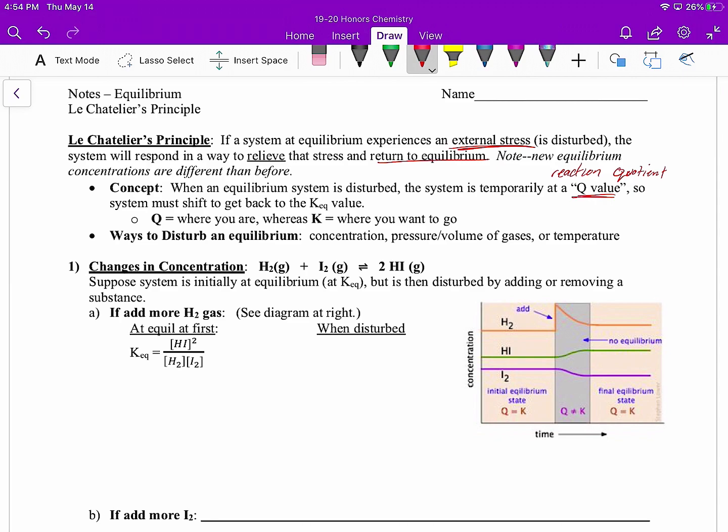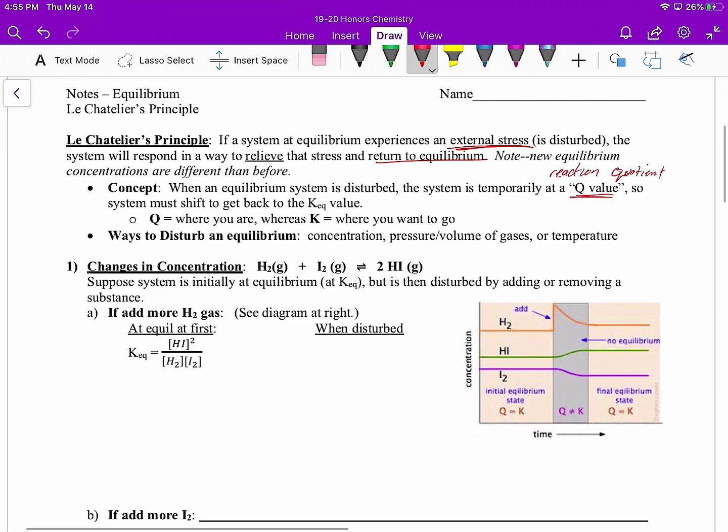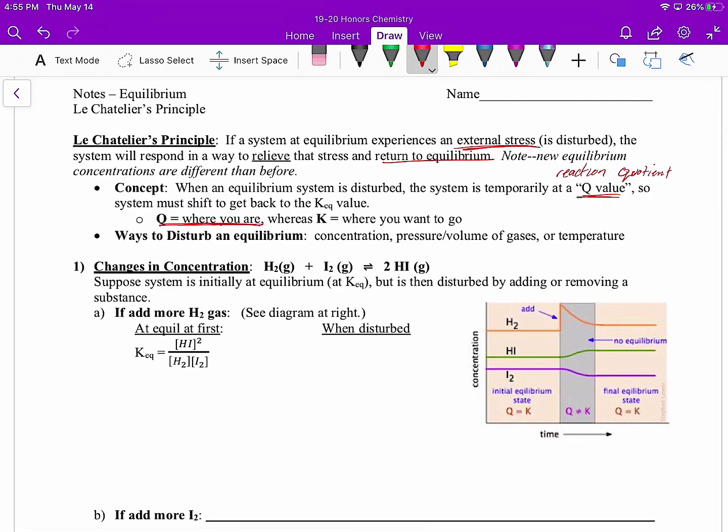You calculate it the same way as you would K, products over reactants raised to their coefficients. But the whole idea is that Q is some state where you are, whereas K is the state that you want to get to. Now, if you get to a situation where Q equals K, then, oh, congratulations, you're at equilibrium.